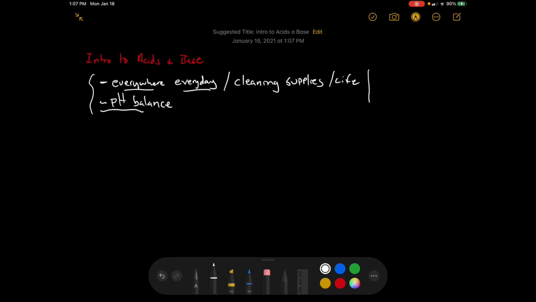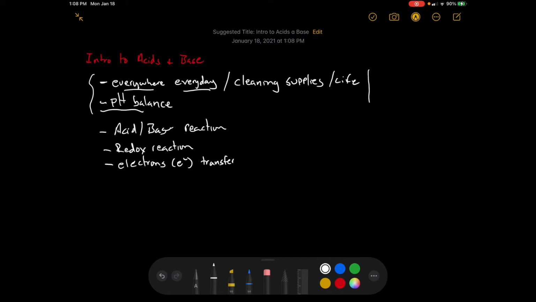Now, in chemistry, they're important because there are acid-base reactions. There are redox reactions. As you'll discover later, when electrons are transferred, that is an acid-base reaction.